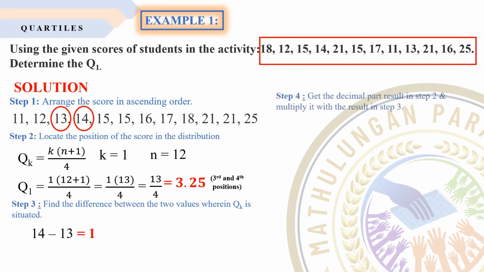Next step, get the decimal part of the result in step 2 and multiply it with the result in step 3. So, ano ba yung decimal part natin sa step 2? Remember, 3.25 yung answer natin sa step 2 at ang kanyang decimal part ay 0.25. Tapos, imumultiply daw natin siya sa nakuha nating result sa step 3. Ano ba yung result na nakuha natin sa step 3? Very good, it's 1. So, 0.25 times 1 is equal to 0.25.